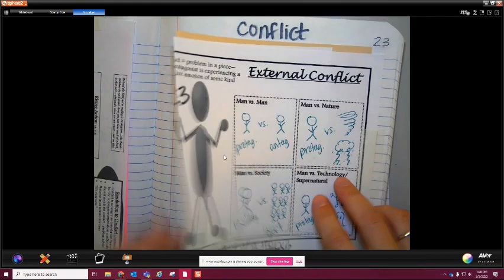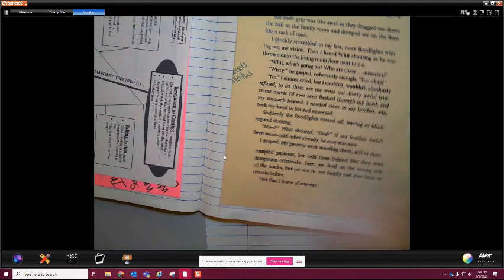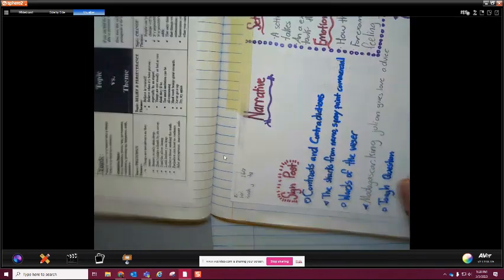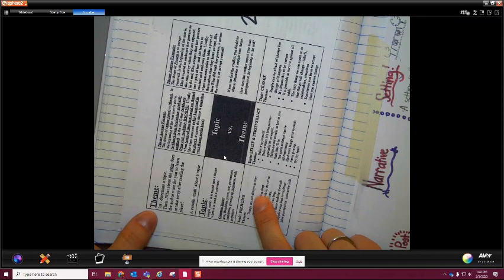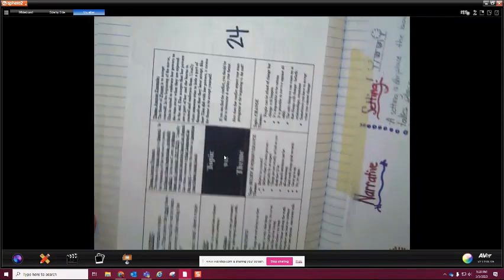Page 23, this is all about conflict. This talks about how to word a conflict. So we'll use this here in a little bit, and I'll show you that. And then page 24 has theme. So we'll come back and look at that here in a minute as well. But I want you to know that you have those notes and resources in your old notebook.